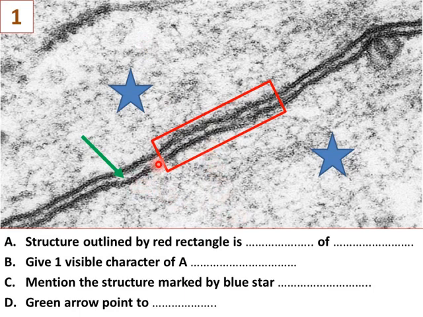It appears trilamellar because the heads of the phospholipid bilayer are directed outwards and are stained with the osmic acid, and the tails do not stain. So it appears as two dark layers with one pale layer in between, and between the cells there is the intercellular space, which contains the fuzzy layer, the cell coat. So the structure outlined by the red rectangle is the cell membrane of two adjacent cells. Visible character: it appears trilamellar. The blue star is the cytoplasm and the green arrow is the intercellular space.